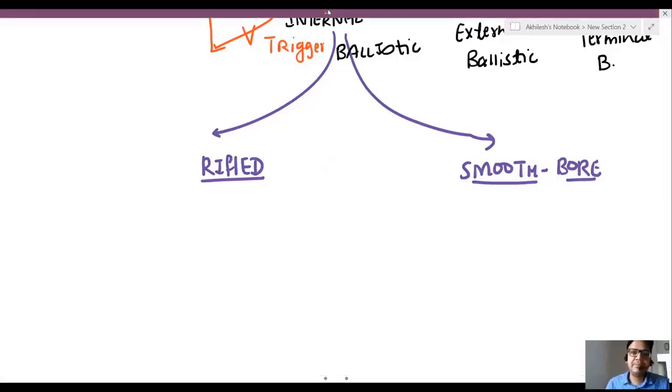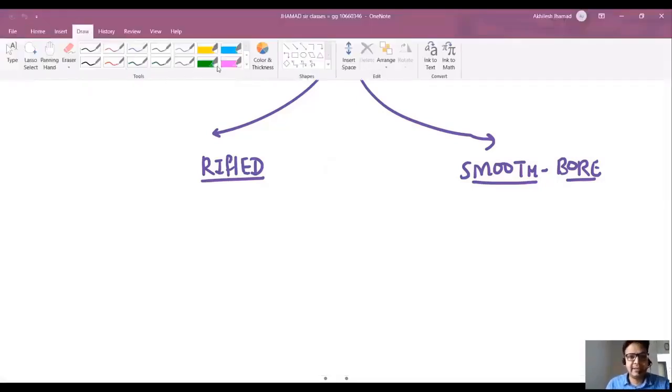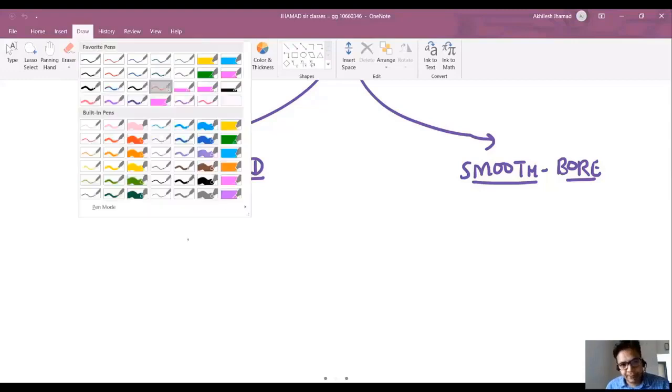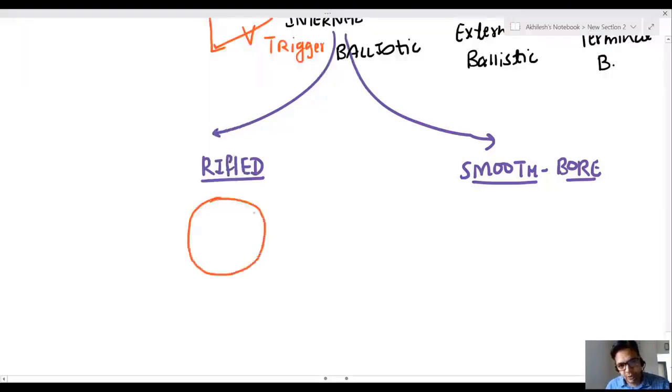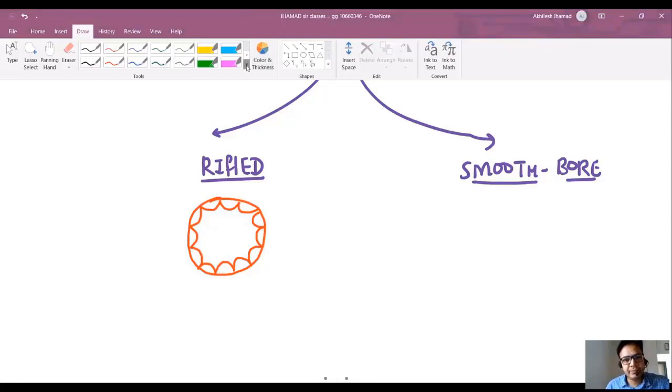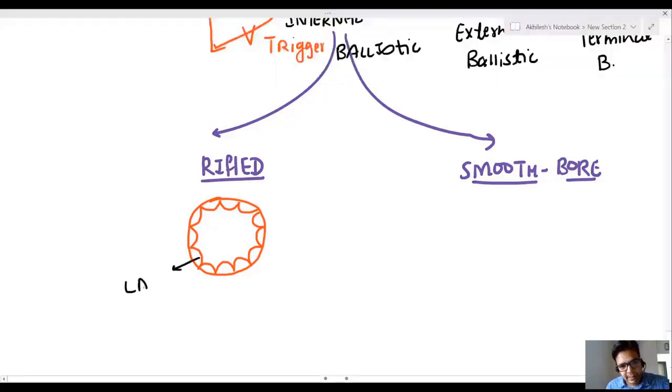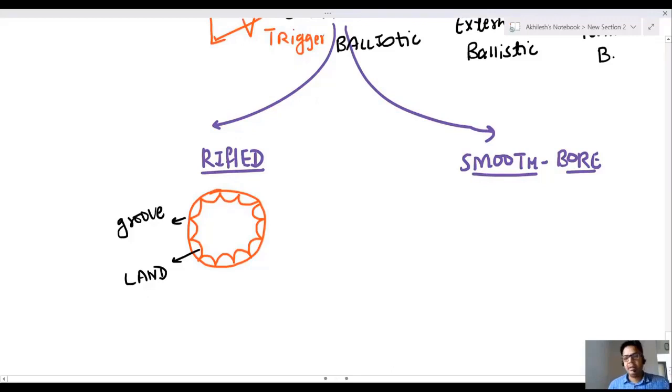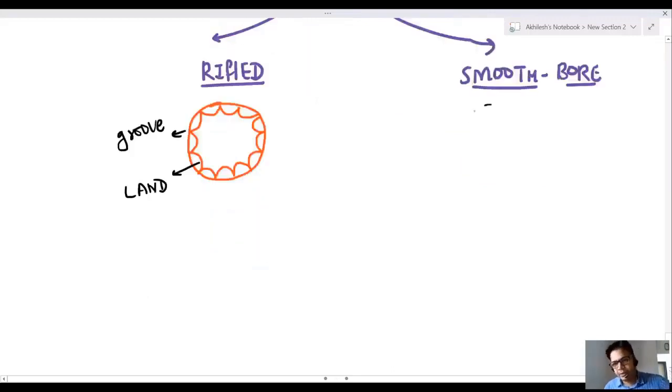Now, sir, when you see the inner side of a rifled firearm, you will see elevations and depressions like this. These elevations are known as land, and the depressions are known as groove. In a smoothbore, the complete surface is smooth.